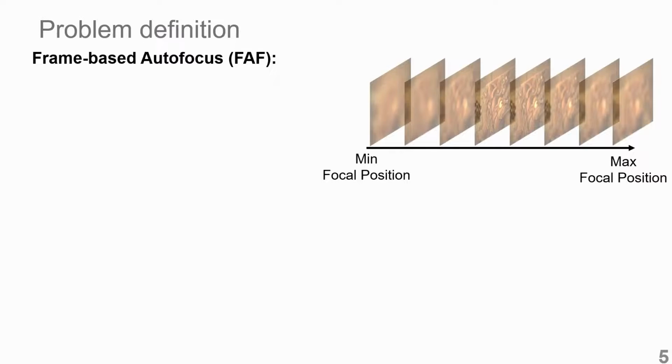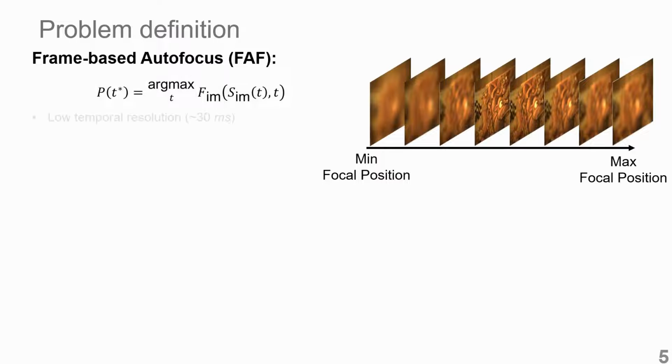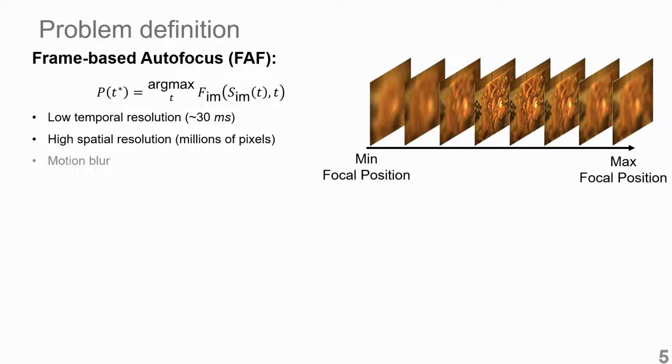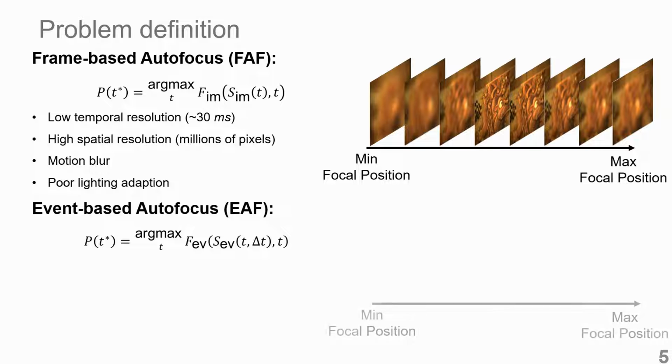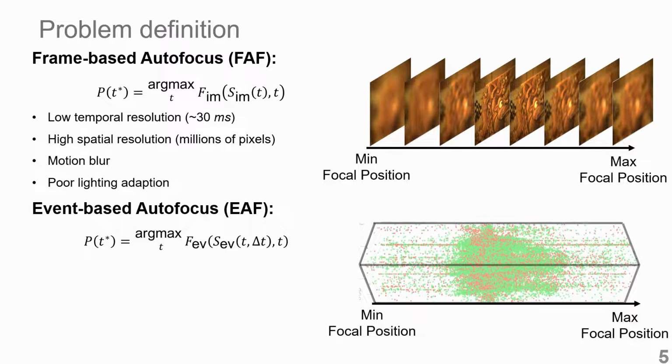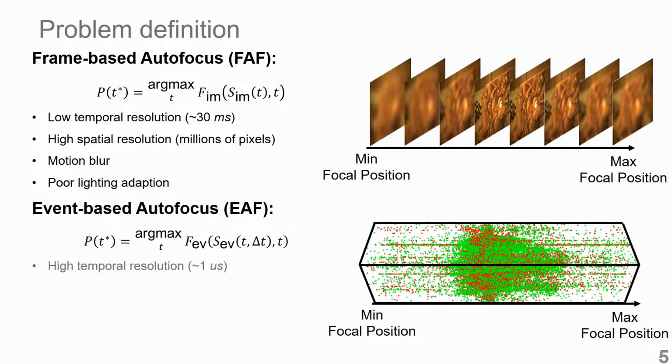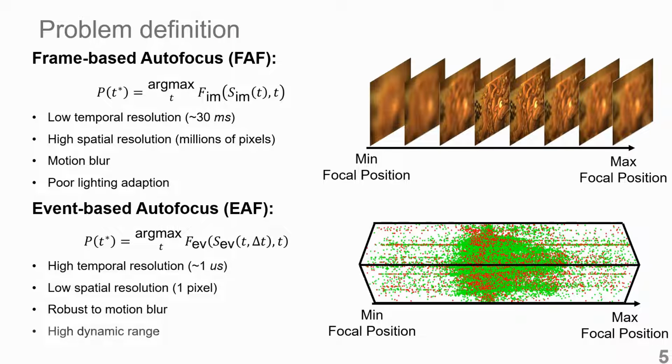Conventional frame-based autofocus uses images to estimate optimal focal position. As image sampling has a low temporal resolution, related methods usually rely on each image's rich spatial content. Thus, motion blur and changing lighting could heavily affect frame-based autofocus. Unlike frame-based autofocus, event-based autofocus uses event data for focusing. Event data is different from images because it has a high temporal resolution but low spatial resolution, and it is robust to motion blur and has a relatively high dynamic range.